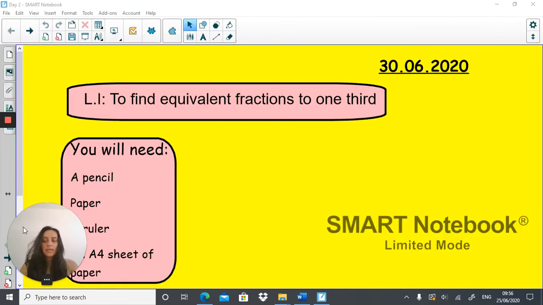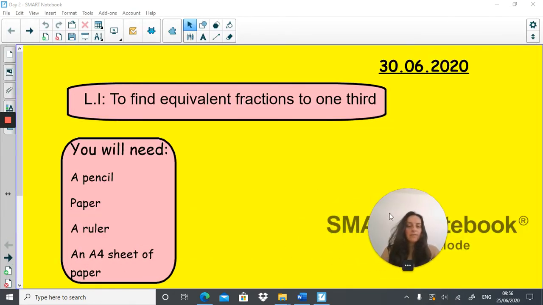So let's get started on our second lesson on equivalent fractions. So today is the 30th of June, last day of June, and it's a Tuesday, and the LI today is to find equivalent fractions to 1/3. Yesterday we were finding equivalent fractions to one half, and today we're finding equivalent fractions to 1/3.